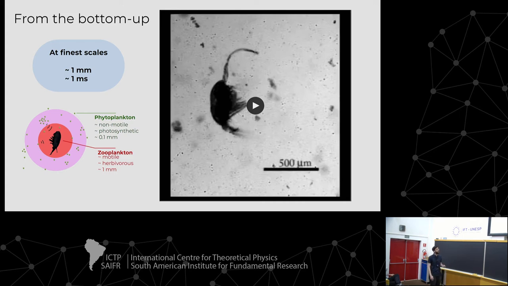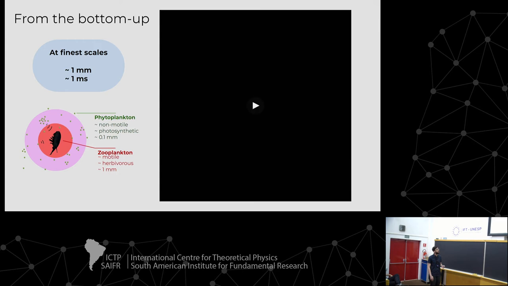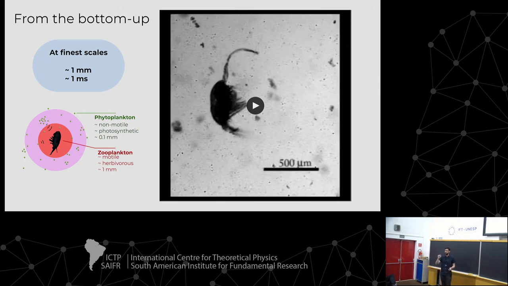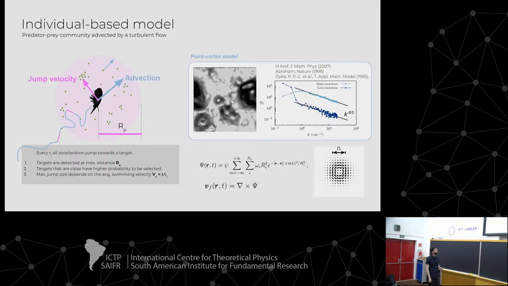And I hope the movie works, but it's not working. Yeah, I don't know. But here you can see that this is the zooplankton, and those little spheres are the phytoplankton. What the zooplankton does is sense phytoplankton around and make a jump. It jumps towards the phytoplankton and tries to eat it. And you can see the scale here.